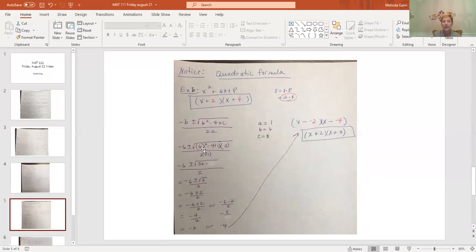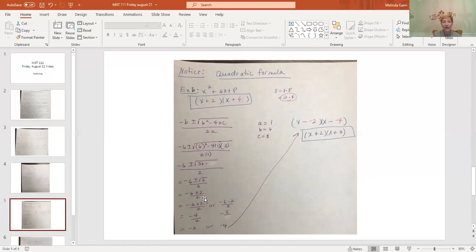So 6 squared is going to be 36. Okay? Minus, now what's 8 times 4? Well, isn't 8 times 4 going to give me 32? Okay? So I made a mistake and had to white it out. But what if I had a 32 there? What's 36 minus 32? Isn't that 4? Okay?